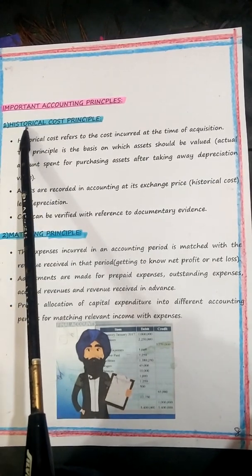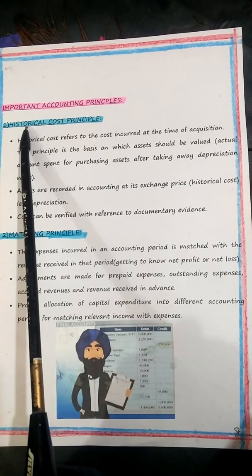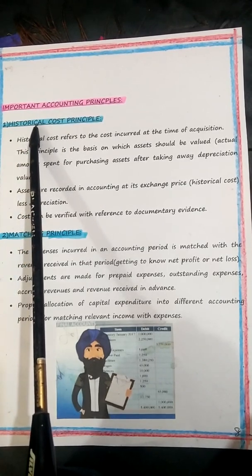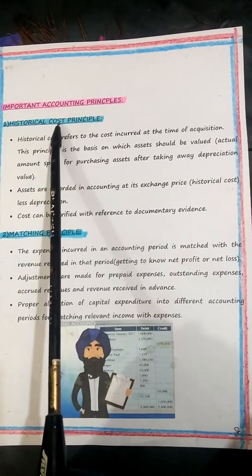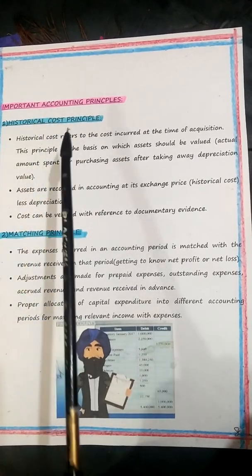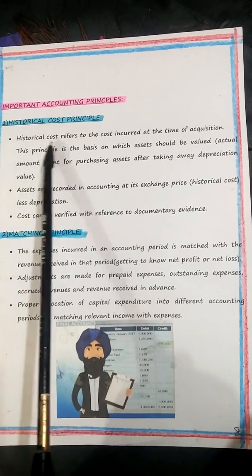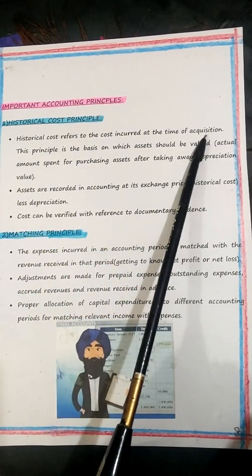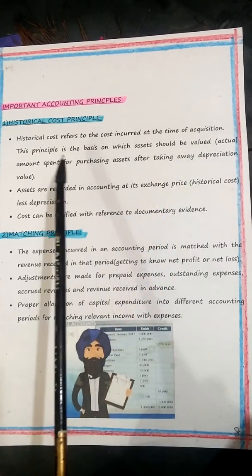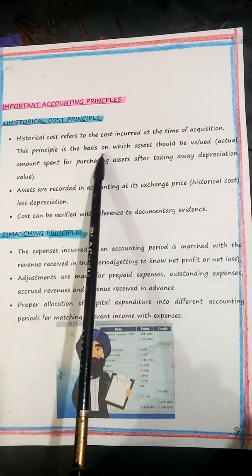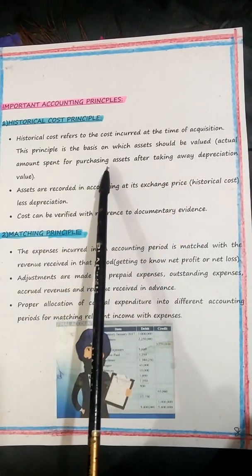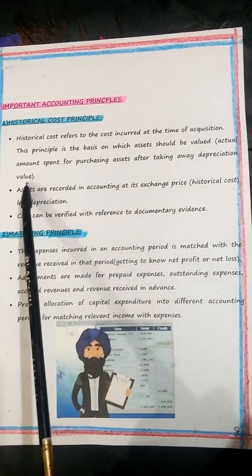Historical cost is opposite to fair market value. Please write down, children. Historical cost is opposite to fair market value, and this is the original cost of an asset. So the original cost of an asset, we call it historical cost. Historical cost refers to the cost incurred at the time of acquisition. What is acquisition? Buying, purchasing, acquiring. This principle is the basis on which the assets should be valued. That means the actual amount spent for purchasing assets after taking away the depreciation value.